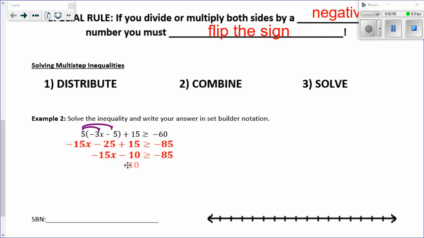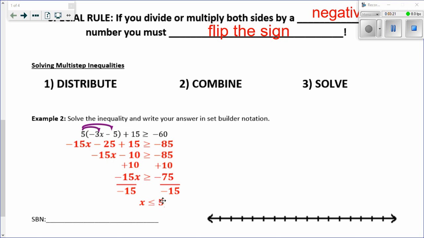So the first thing I would do is add 10 to both sides. I get negative 15x is greater than or equal to negative 75. And divide both sides by negative 15. I'm dividing by a negative, so that means I'll have to flip my sign. So I get x is less than or equal to 5.